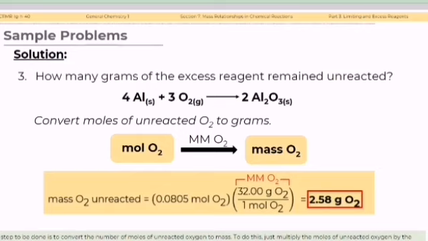The last step to be done is to convert the number of moles of unreacted oxygen to mass. To do this, just multiply the moles of unreacted oxygen by the molar mass of oxygen. Plugging in the values, mass of unreacted oxygen equals 0.0805 moles of oxygen times 32 grams per mole. Simplifying, we obtain 2.58 grams of oxygen.